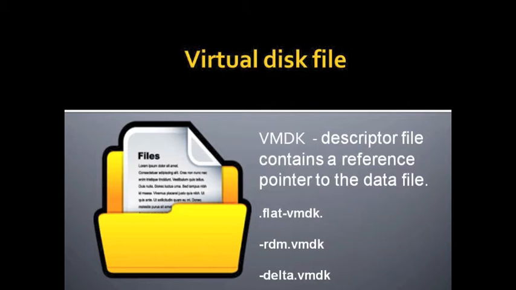The 3 types of data files are the flat VMDK, which is the default virtual disk file created for virtual machines. Next is the delta VMDK, which is created when a snapshot of a virtual machine is created. Lastly, the VMDK.vdm file, which is created when the virtual machine uses a raw device instead of a flat VMDK.